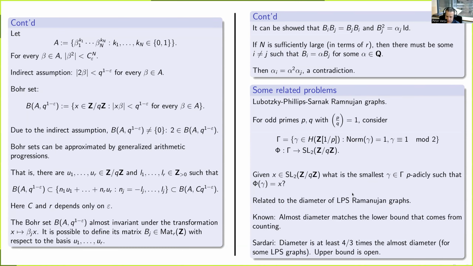And so this question corresponds to the problem of determining the diameter of the Lubotzky-Phillips-Sarnak Ramanujan graphs. And what the Ramanujan property implies, that was originally proved by Lubotzky, Phillips and Sarnak, is that if you look at the almost diameter, that is, you want to know what is the best lift of 99% of the elements, then this is going to match the lower bound that comes from the analogous counting argument.